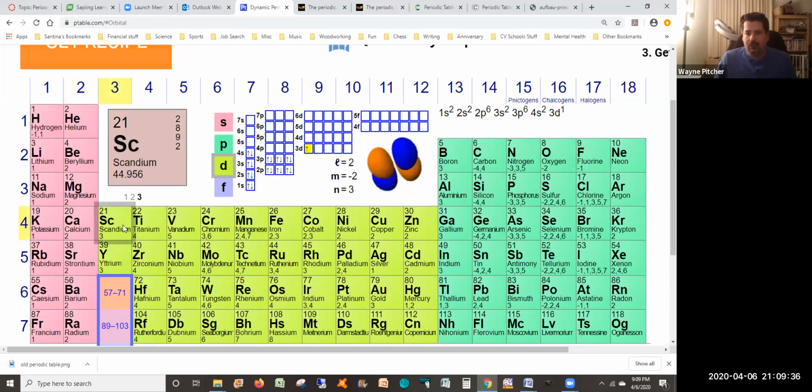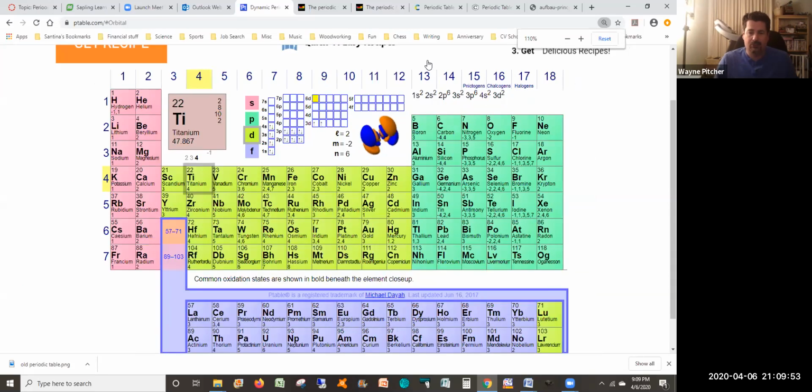And then scandium now is the argon configuration with 4s2 and 3d1. So I fill in my 3d orbitals after my 4s orbitals. Zoom back out here just a little bit. So, feel free to go ahead and play around with these periodic tables.